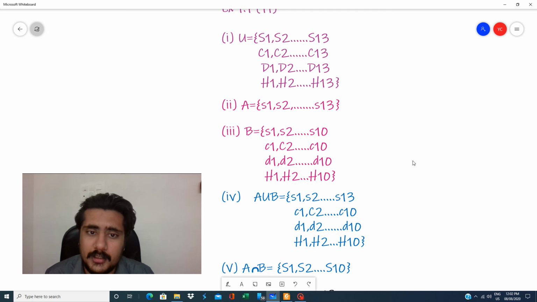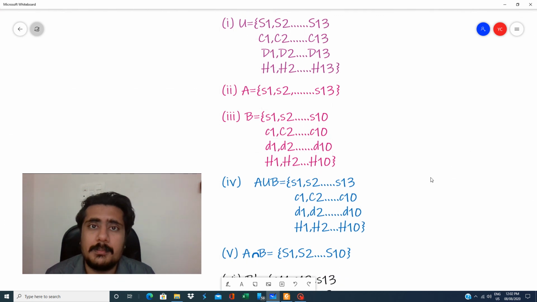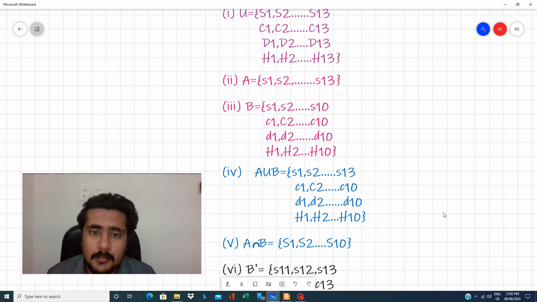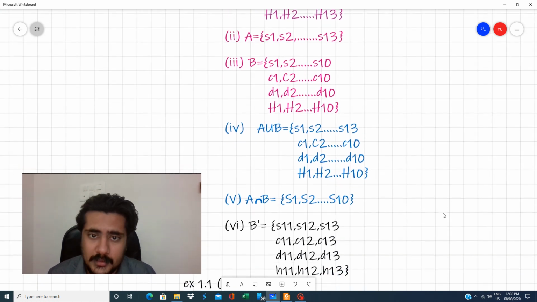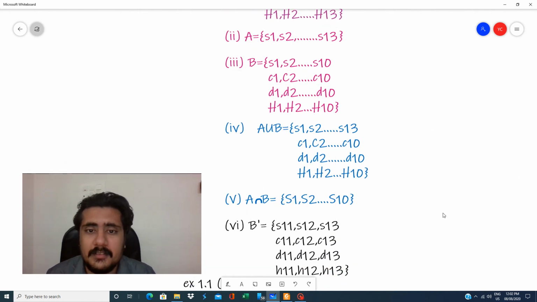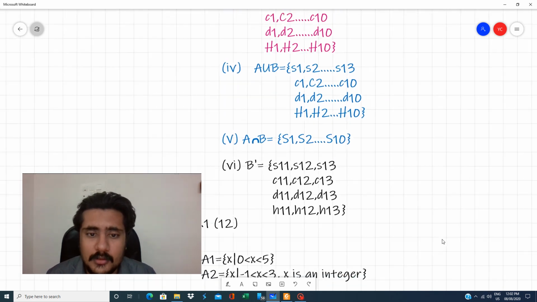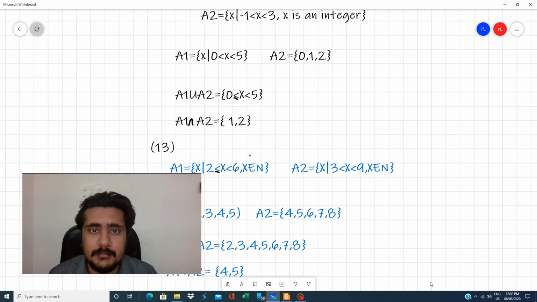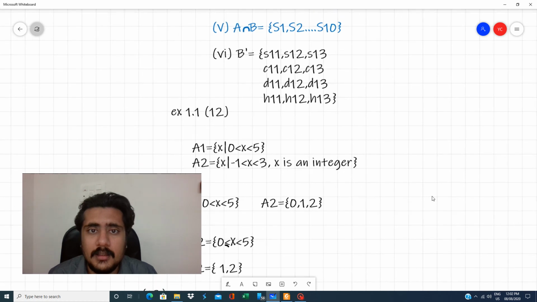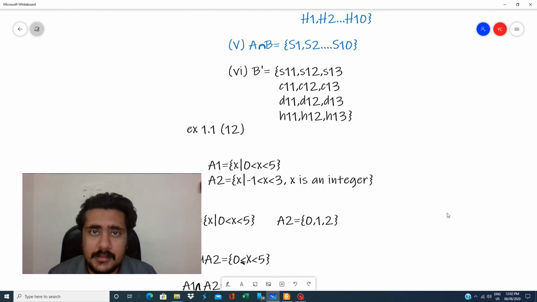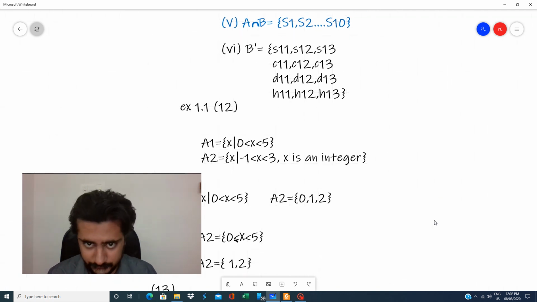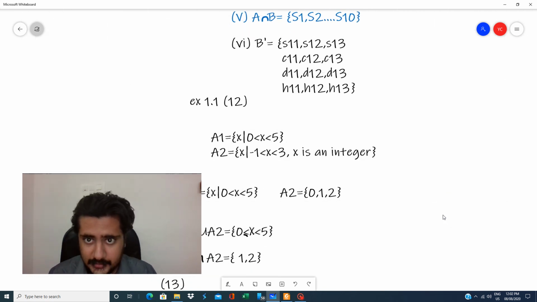Okay, A was the card of spades, so it was from S1 to S13. B was the number cards, so it was S1 to S10, C1 to C10, D1 to D10, and H1 to H10. Okay, then we have done the union and intersection for the same, and we have done B dash. B dash is the cards other than B. So B was the non-face cards, so B dash was the face cards. So that is also from S11 to S13.